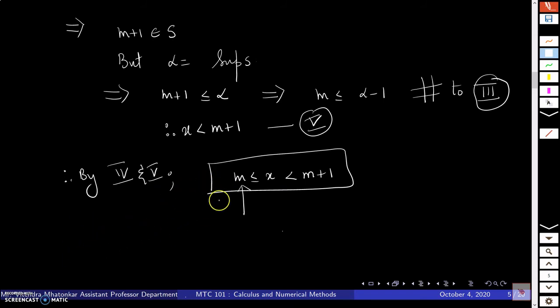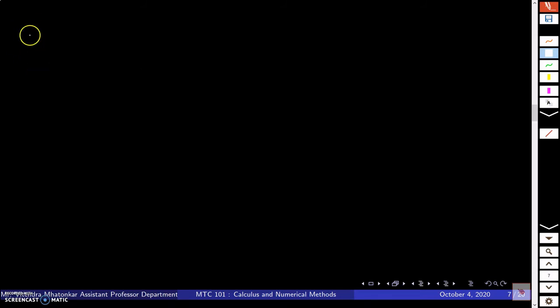So how do we show that an integer is unique? We will assume that there are two such integers which satisfy this condition, and we will show that both those integers are equal to each other. That is the standard way of showing uniqueness. So let's do that. My claim is m is unique.